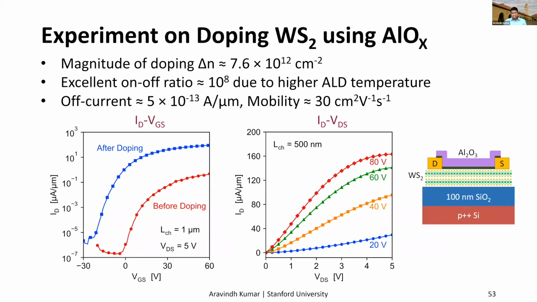And experimentally, we see that it is quite effective at doping the channels, as seen from the shift in the IDVG. There's a lot of N-type doping going on. But importantly, the on-off ratio of 1E8 or 8 orders of magnitude is retained without any post-deposition anneals. And we also see really good off-current and high mobility of 30 centimeters squared per volt second. The IDVDS shows a max current of 160 microamp per micron, which at the time of the study was the highest reported on WS2.